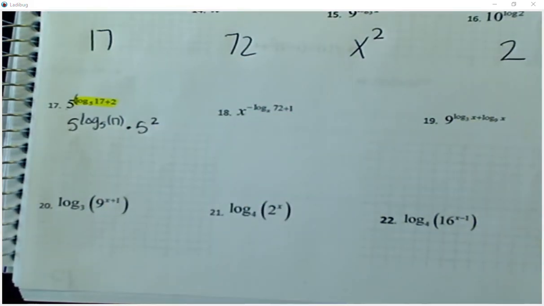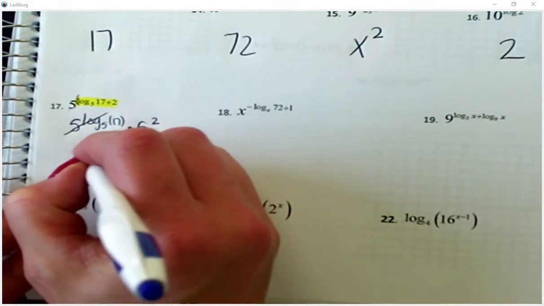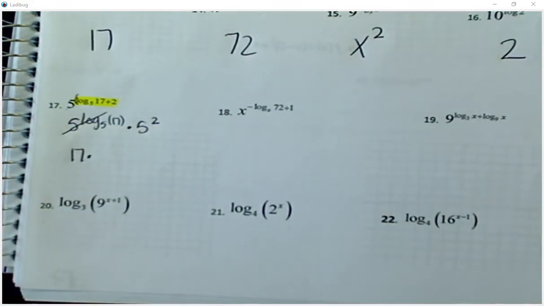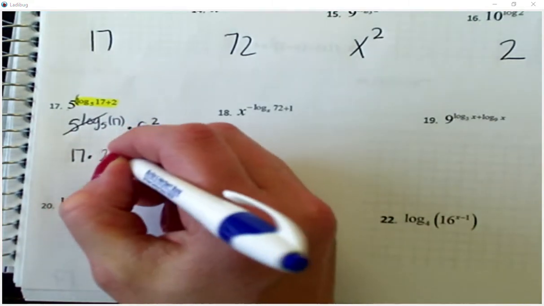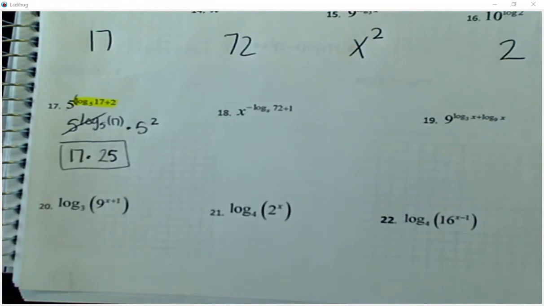Okay, look at what I did. I used my exponent property to separate the log exponent from the number exponent. So yeah, this one cancels out and I get 17. But the 5 squared is 25. I'm not going to multiply those numbers together, 17 times 25. I'm not going to ask you to multiply numbers that end up being bigger than 100. I don't need you to do that.